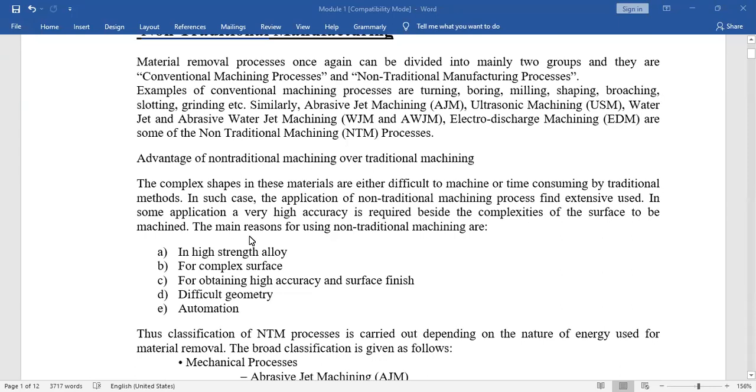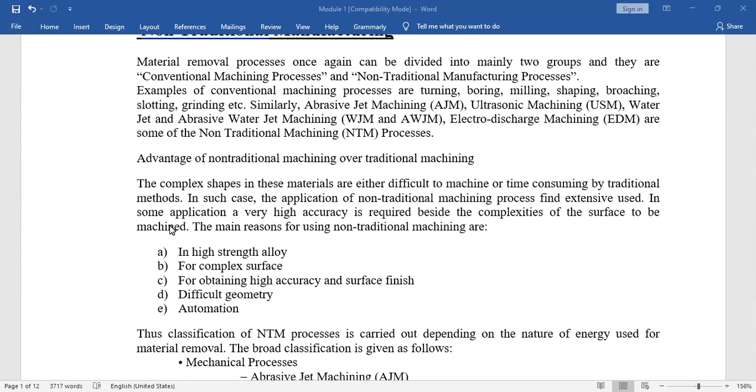Now you can see the main reasons for using non-traditional machining. First is high strength alloy, then complex shape, then higher accuracy and surface finish, then difficult geometry, and fourth is automation. So these are the four factors which are responsible for the development of non-traditional machining process.